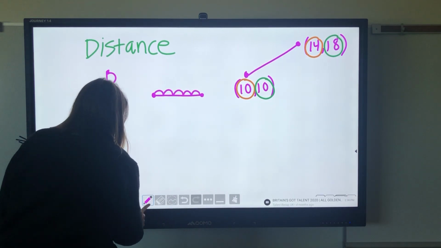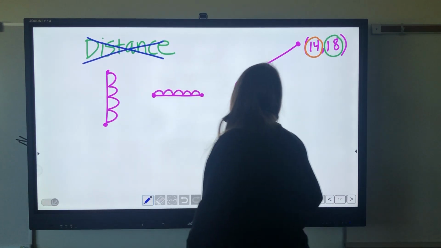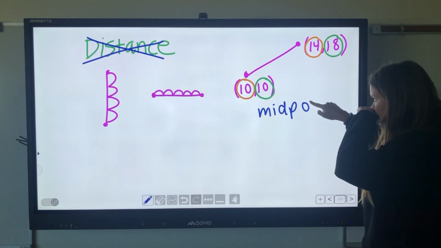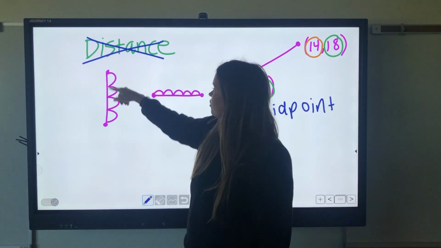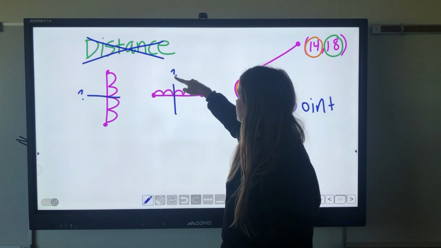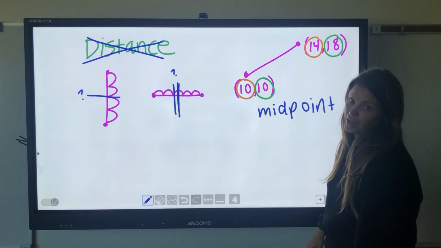All right, so we're done with the distance. Now let's find the midpoint of this. Because same thing with the vertical and horizontal line. You can see what the middle is, but you can't tell exactly where the middle of that would be.